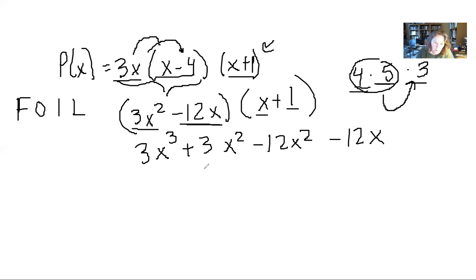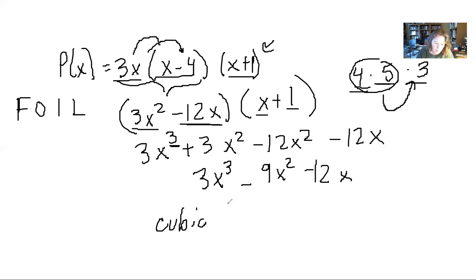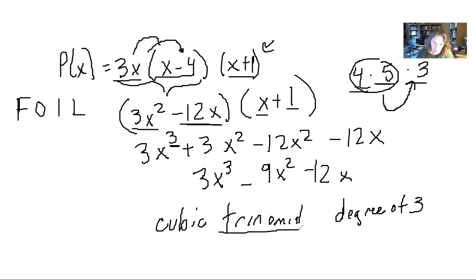Combining like terms: 3x cubed minus 9x squared minus 12x. Okay. And it's a cubic trinomial. So notice the highest power is cubed. So it's a cubic trinomial. And if you just called it a trinomial, that would be okay. And it has a degree of 3. Because it's a trinomial because it's 3 terms. Cubic is because it's to the 3rd power.